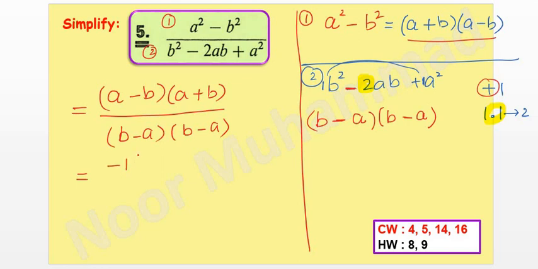So I will pull out -1 outside. They will flip their places, so it will become b minus a. Means they will become opposite. This one will be opposite to this one. Okay, then we will have a plus b next to it.